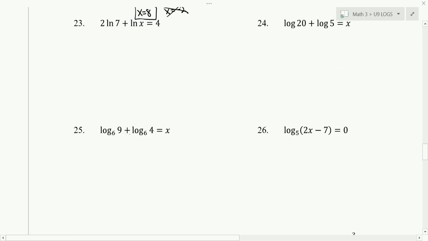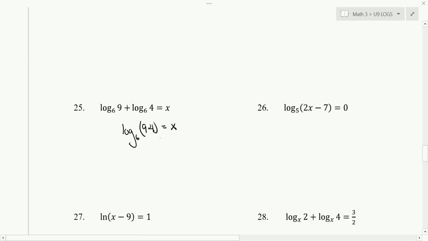Log base 6 of 9 plus log base 6 of 4 equals x. Use the product property. And then change it to exponential form. 6 to the power of x is equal to 9 times 4, or 6 to the power of x is equal to 36. And so we get x is 2.